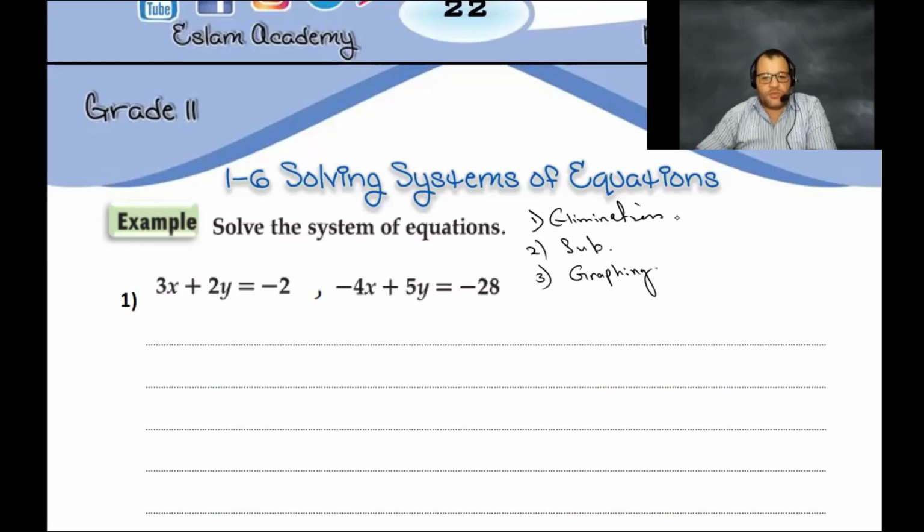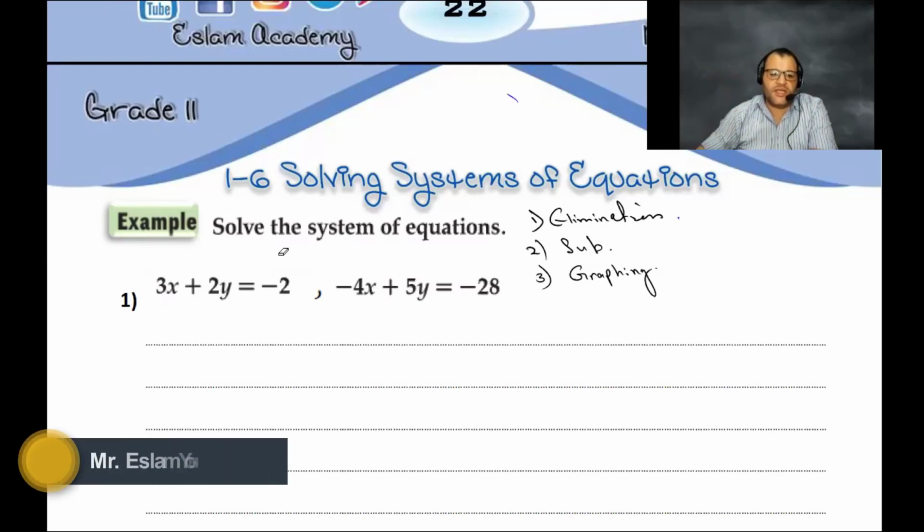For elimination, the main point is that we make one of the two variables have the same coefficient. Here we have 3x and 2y, x and y. The coefficient of x in the first is 3 and in the second is negative 4. Now we have here 2 and here 5. They are not equal. So to use elimination, we have to make one of the two variables have the same coefficient.